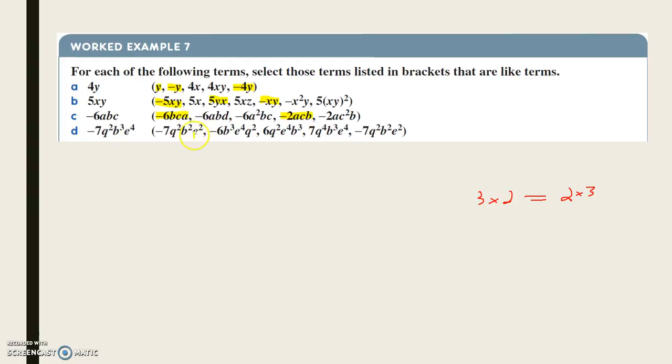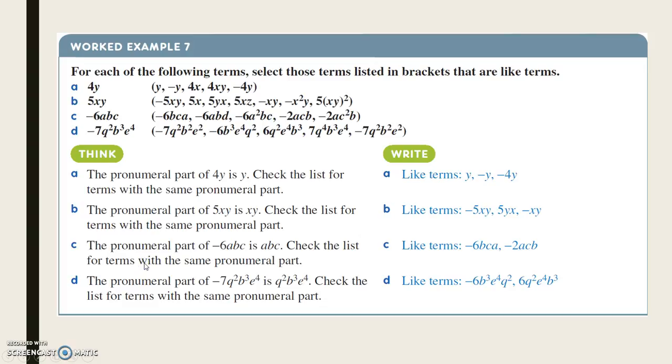Q squareds, the Q's match, B's and E's don't. B cubed, E to the 4th, Q squared. That one is a like term, even though it's in a different order. Q squared, E4, B cubed. That one is a like term too. Q to the 4 doesn't match Q squared. And over here, Q squared, B squared doesn't match the B's. So it's only those two. Let's move on. So they're like terms, and there's the textbook's version of it.